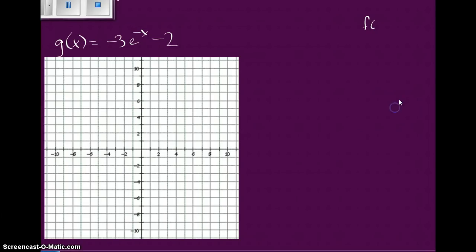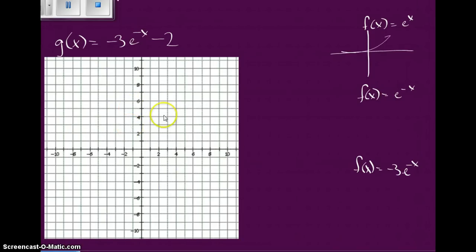Let's start by looking at related functions and thinking about how a simple function like e to the x can be transformed into a more complex function like g of x equals negative 3 e to the negative x minus 2. So we'll start with f of x equals e to the x, and then f of x equals e to the negative x, and then f of x equals negative 3 times e to the negative x, and then from there we'll get to this final function.